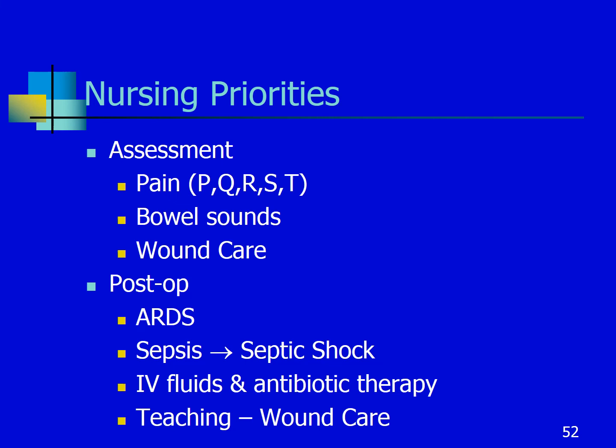So what are the nursing priorities? Well, assessment: pain, quality, rate, bowel sounds, wound care, and post-op, you want to make sure that they don't go into acute respiratory distress syndrome, and make sure that they don't go into septic shock. IV fluids and antibiotics, and teaching about wound care. Next slide.